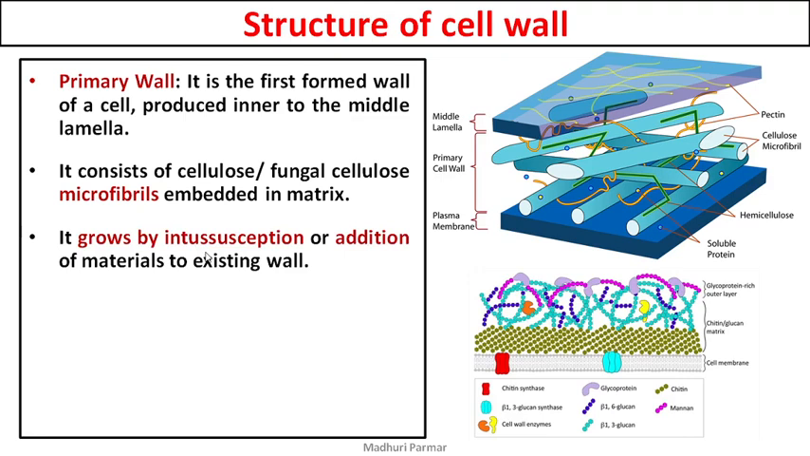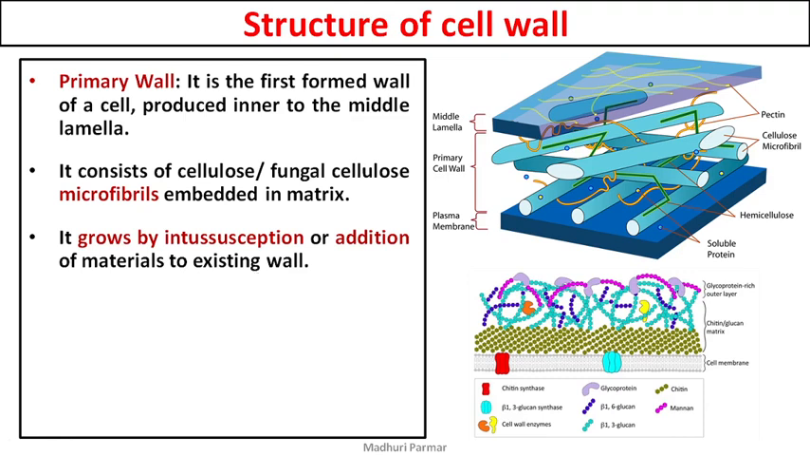It grows by intussusception or addition. Okay, intussusception, sorry, intussusception or addition. So how does this primary cell wall grow? So it is by addition. The cell will secrete cellulose. There is an enzyme called cellulose synthase, and the cellulose synthase will keep on secreting cellulose. That is how these cellulose fibers are made, and they keep on adding the cellulose fibers. So by addition of material to the existing wall, intussusception.